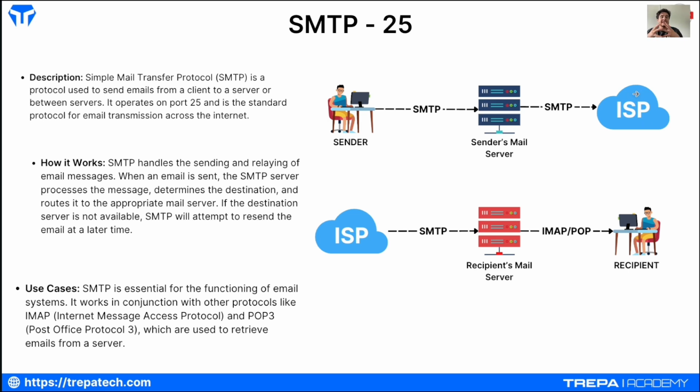SMTP. This is an email protocol. The Simple Mail Transfer Protocol is used to send emails from a client to a server or between servers. So as you can see here, in my little design I drew up, the sender is sending an email to its mail server using SMTP. Then that server sends that email to the recipient's mail server via SMTP. And then it uses IMAP or POP3. I should have written POP3 there. My bad. To send it to the actual recipient. So that's what the Simple Mail Transfer Protocol does. And again, it works in conjunction with things like IMAP and POP3.